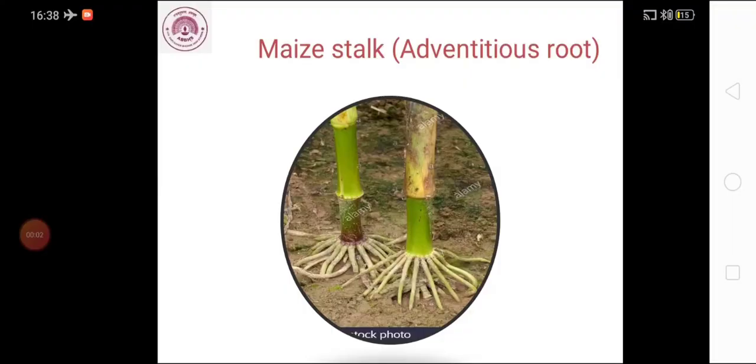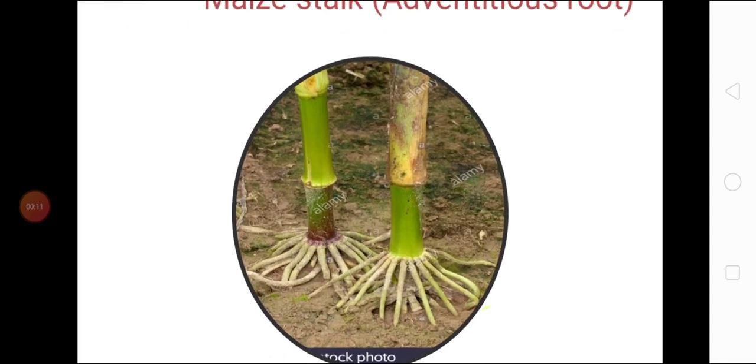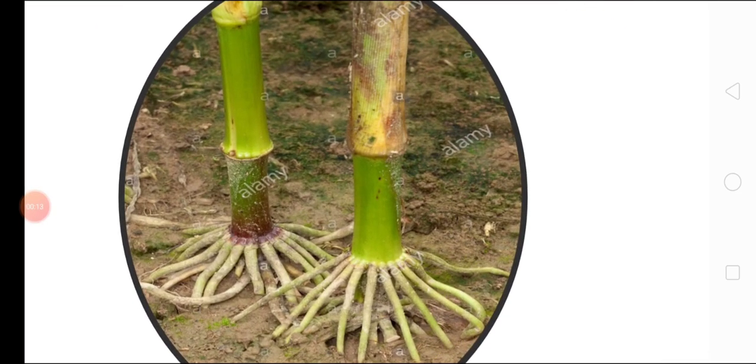Students, have you ever seen maize stalk? Yes, this is maize stalk. You can see here the roots are under the ground as well as grown from the stem just above the soil. Such roots are called adventitious roots.